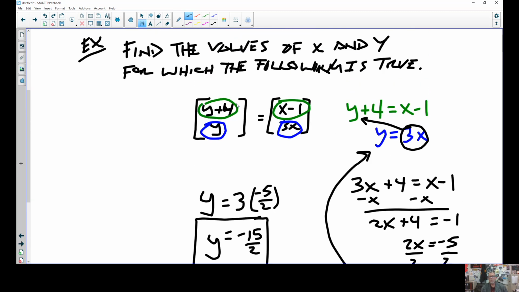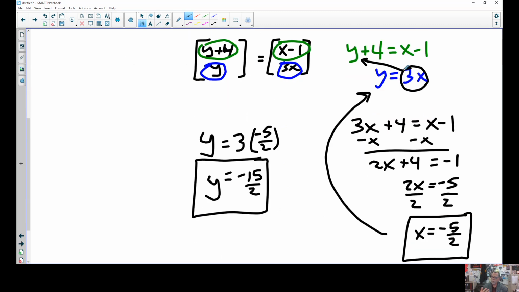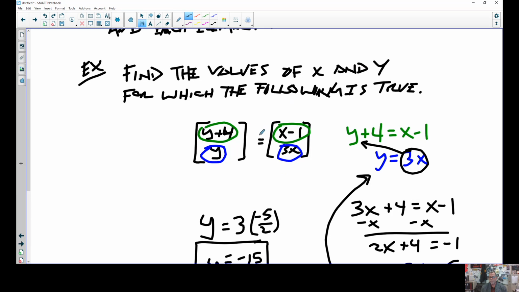They told us in the beginning they want us to find the values of x and y. So we found the values of x and y. You don't have to write these. I know you're thinking system of equations. Do we write this as an ordered pair? You don't have to. They just said find x and y. So we found x, we found y. We're done. All right, but we did that because we know equivalent matrices have identical elements. All right, that's the key there.